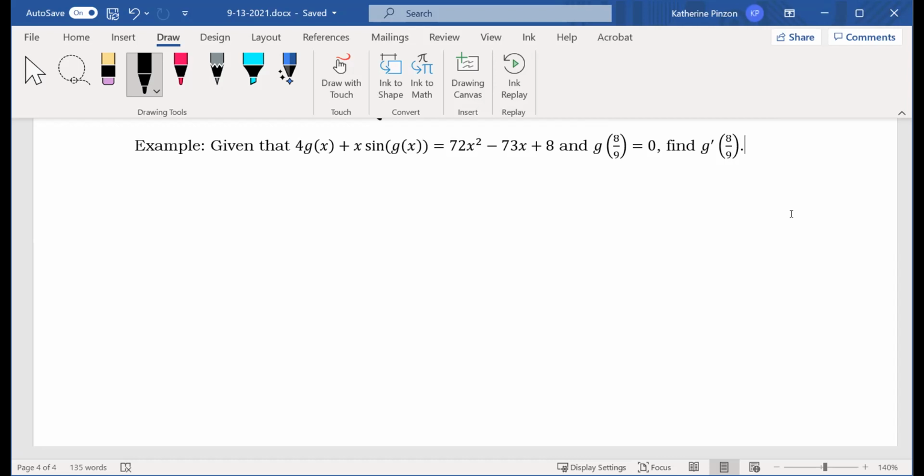Implicit, yeah? You can kind of think of g as being your y, right? Like you could pretend that this says y of 8 over 9 is 0 and y prime of 8 over 9 is what you want to find, or dy dx is what you want to find. You could pretend that g is your y. So anytime you take the derivative of g, you're going to stick in a g prime because that's what the chain rule says to do, right? So did you do anything besides the chain rule for this function? A product. How come?